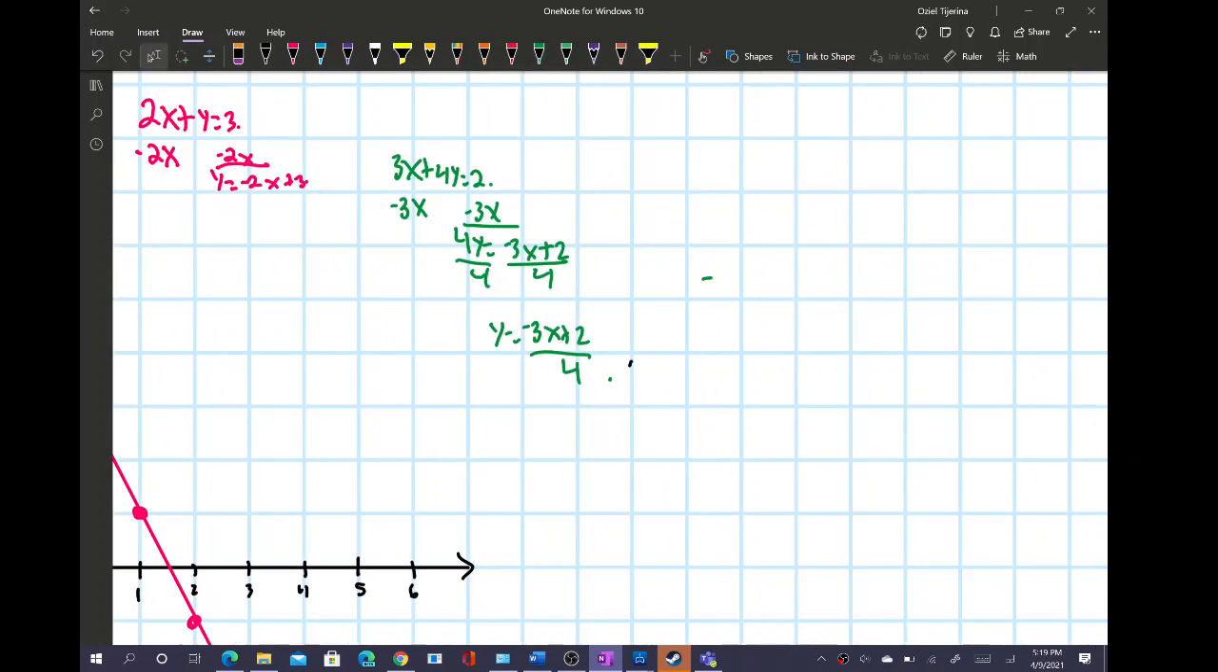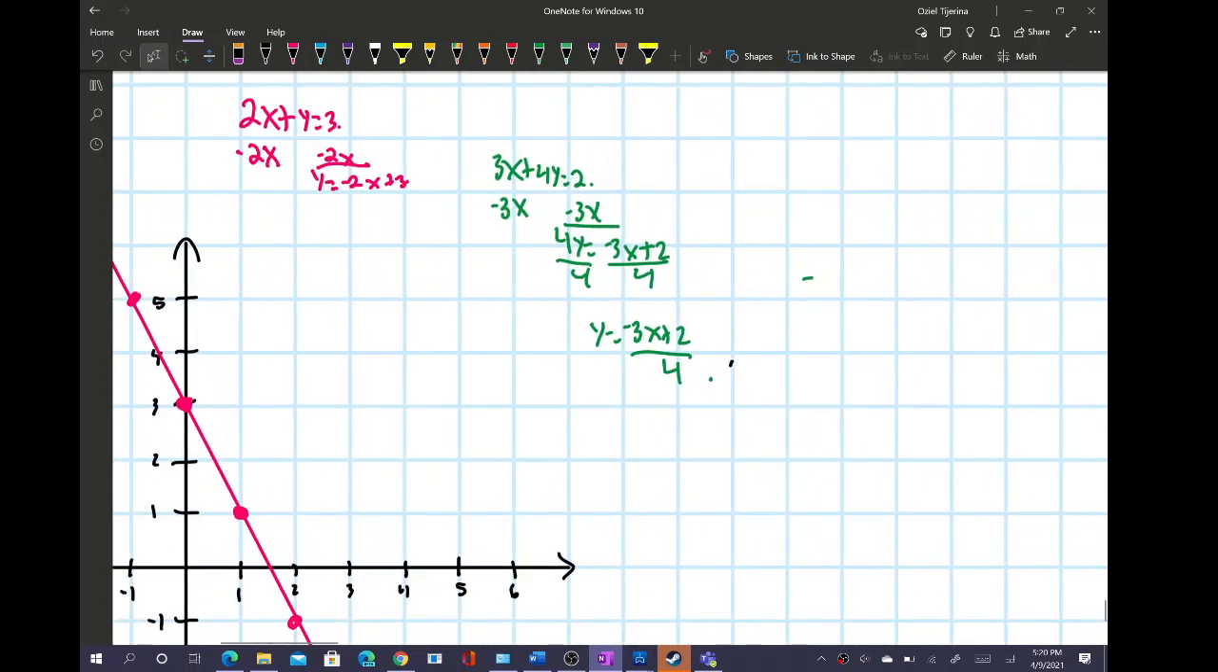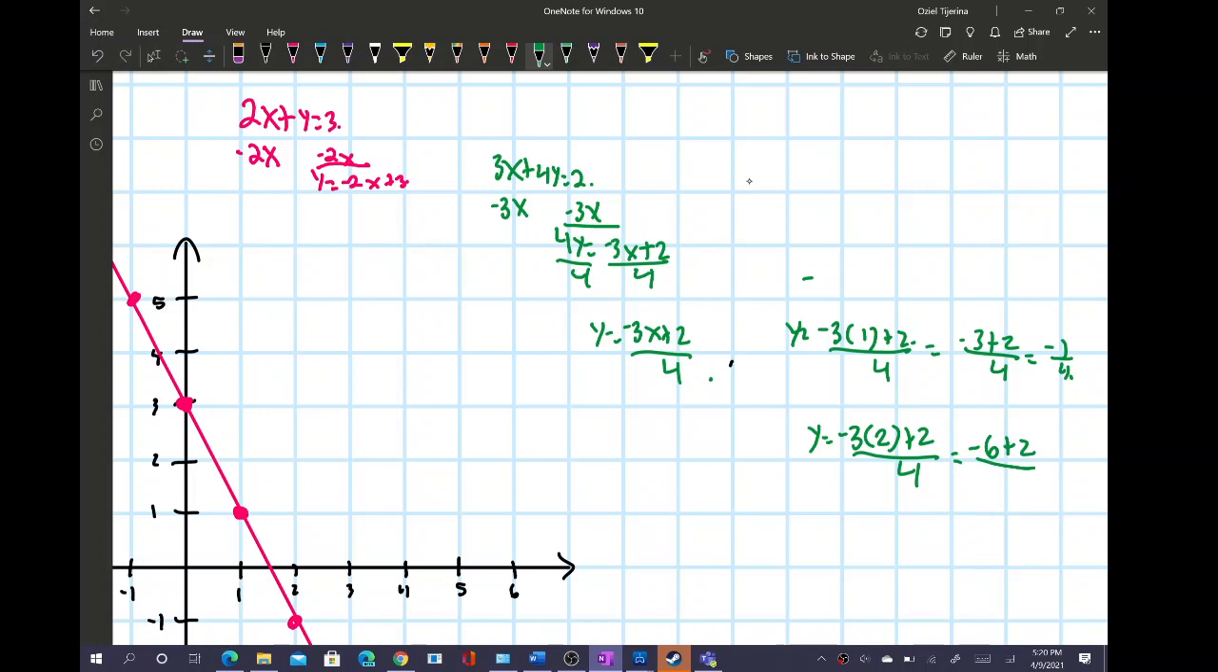The way that I would do this one is check what number I can multiply. What if I do y equals negative 3 times 1 plus 2, all over 4? That will be negative 3 plus 2 over 4, that's negative 1/4. Then y equals negative 3 times 2 plus 2 all over 4. That's negative 6 plus 2 all over 4, so that's negative 1.